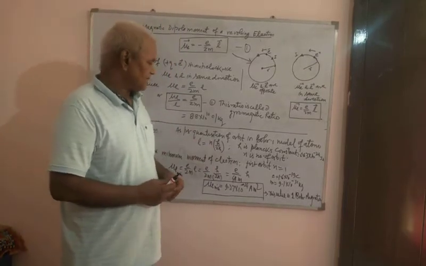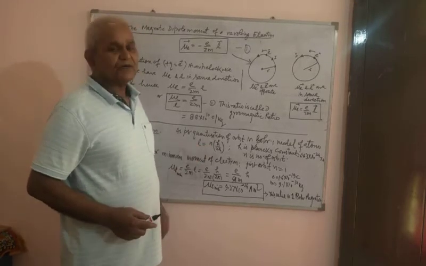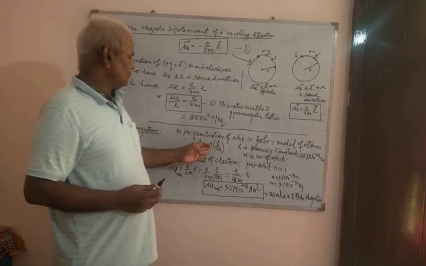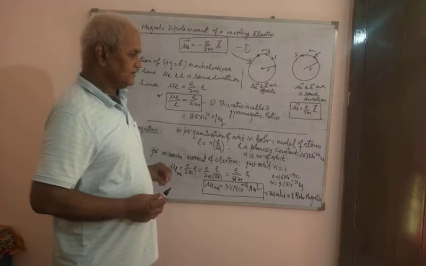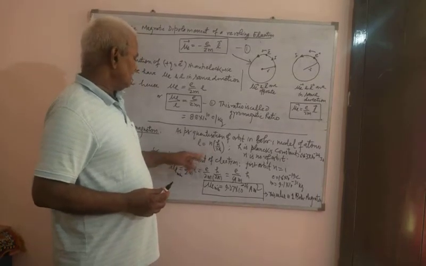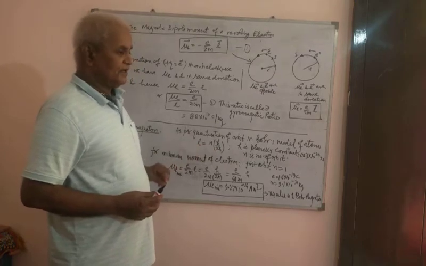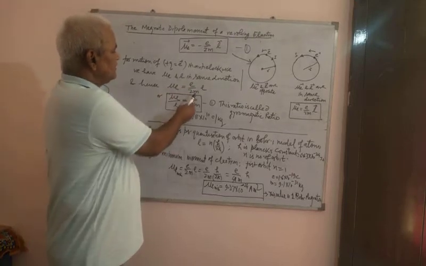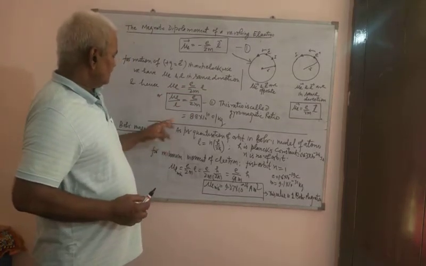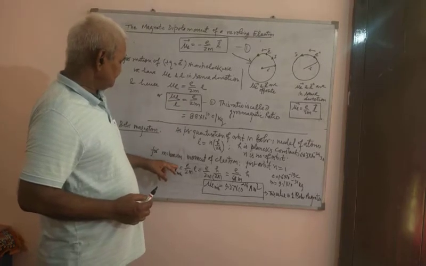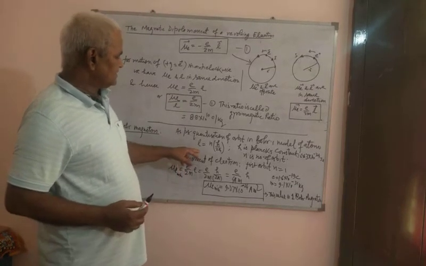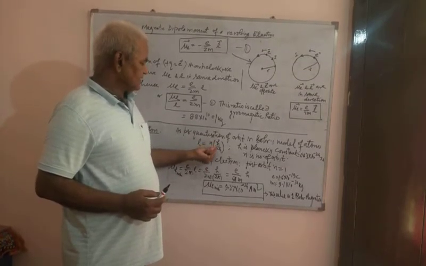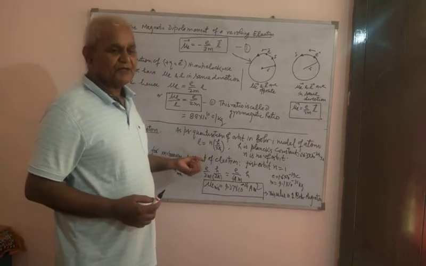n is the number of the orbit. Say for the first orbit the n value is 1, for the second orbit the value of n is 2, 3, 4 and so on. This is a whole number, a natural number. So an integral multiple of h upon 2 pi is the L value. Now, as per this relation, mu L equals e by 2m into L, and L is n h upon 2 pi. If you want its minimum value, h is constant, 2 pi is constant, and n will be equal to 1 for the minimum value.